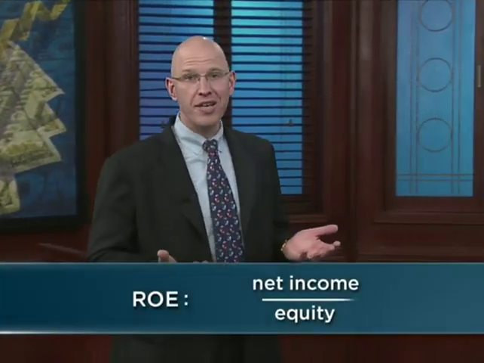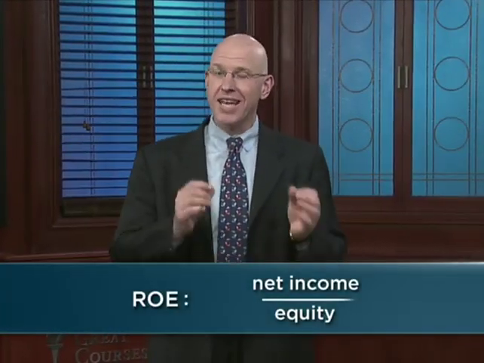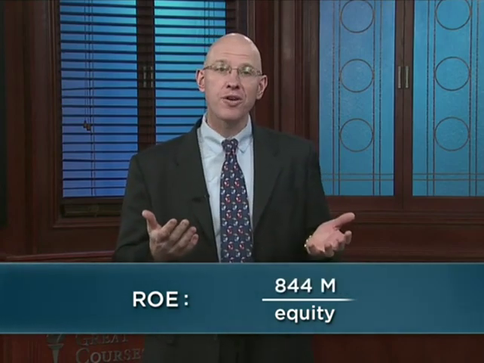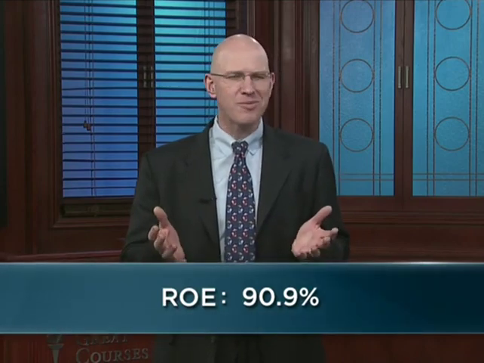Finally, let's do ROE. ROE is defined as net income over equity. Campbell Soup's net income was $844 million, and its equity was $929 million. This makes the ROE ratio 844 divided by 929, which gives 0.909, or 90.9%. Wow, that seems really high.